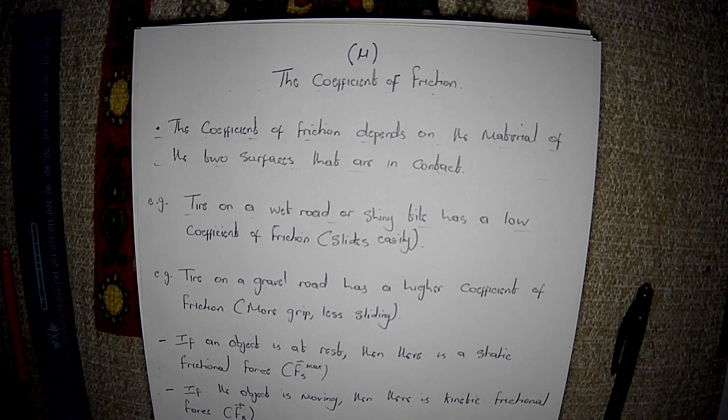A tire on a wet road or shiny tile has a low coefficient of friction. That means it slides easily on that surface, right? And the tire on a gravel road has a higher coefficient of friction. This means that it has more grip and it slides less. If we think about it in terms of relativity, our frictional force is directly proportional to the coefficient of friction, because the higher the coefficient of friction, the higher the frictional force being experienced, right? And the lower the coefficient, the lower the frictional force being experienced, right?